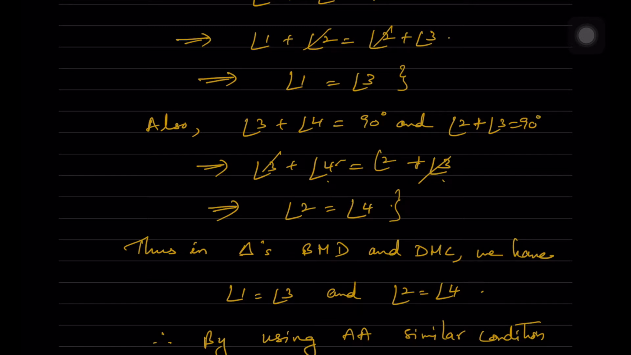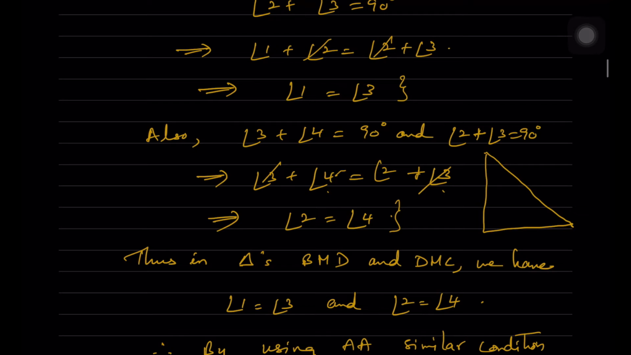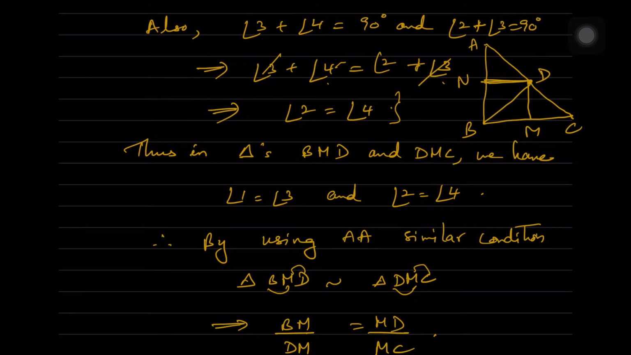Thus in triangles BMD and DMC, we will again draw the figure over here so that it will be a clear picture for you. So this is ABC. This point is D, and this is N. DN is perpendicular to AB, and DM is perpendicular to BC. So now you can see BMD is one triangle and this is the other triangle.